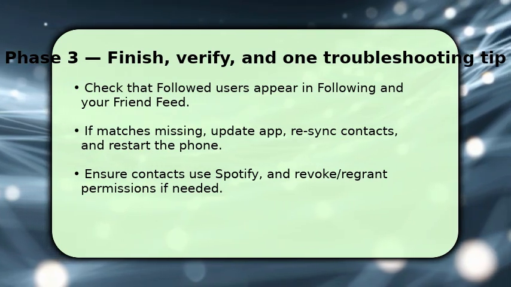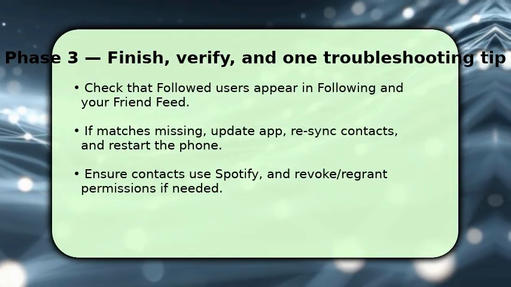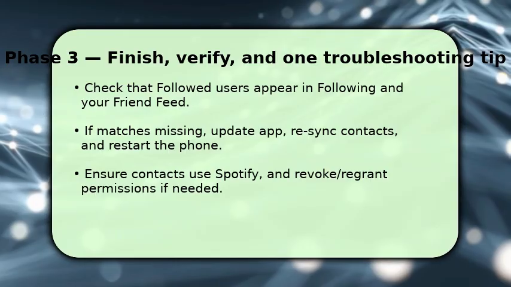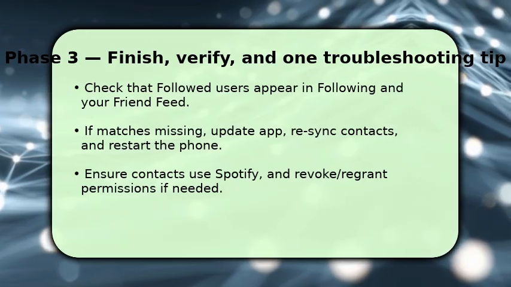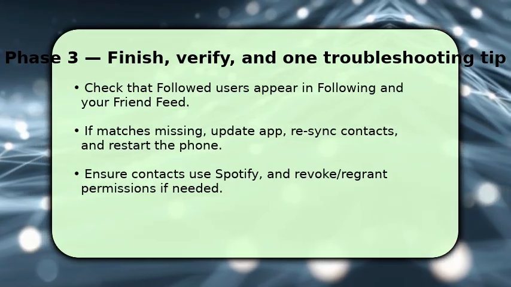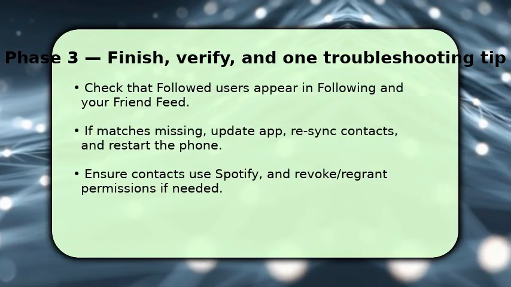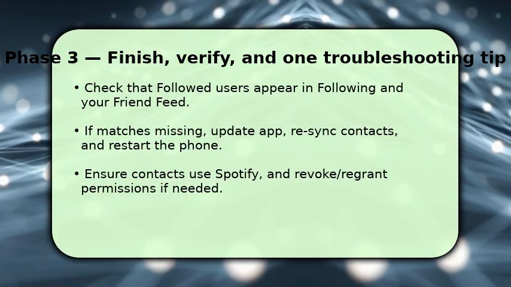That proves sync worked. If you don't see matches, update the Spotify app, toggle contacts sync off and on, then restart the app or phone. This often forces a refresh. Also verify the people you expect are saved in your phone contacts and actually use Spotify. If problems persist, revoke and regrant contact permission in your phone settings so Spotify can reindex the list.